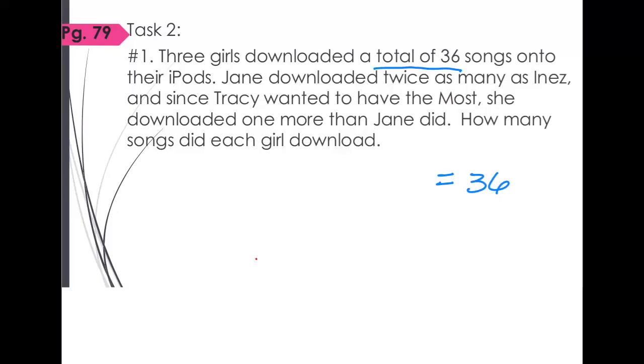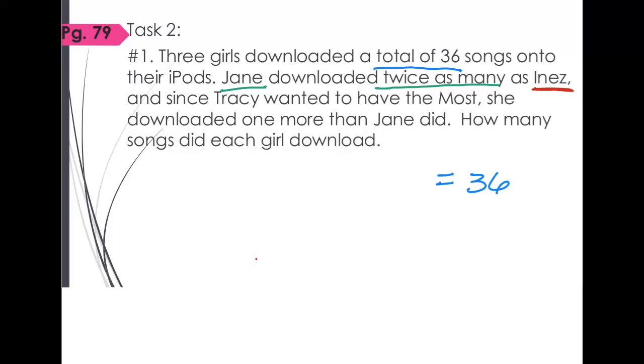Nehemiah's like, I'm taking the easier one here. Yes. Twice as many. Who's got twice as many? Jane has twice as many as who? Inez. Okay, Jane has twice as many as Inez.